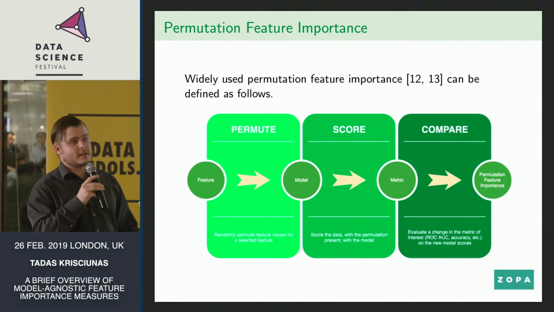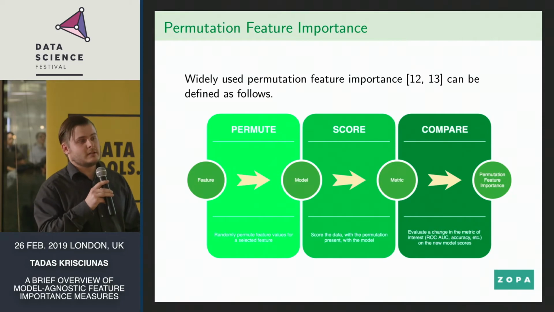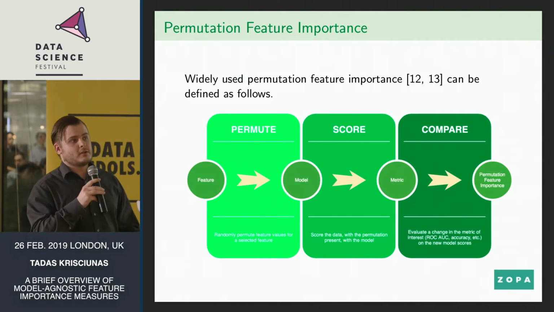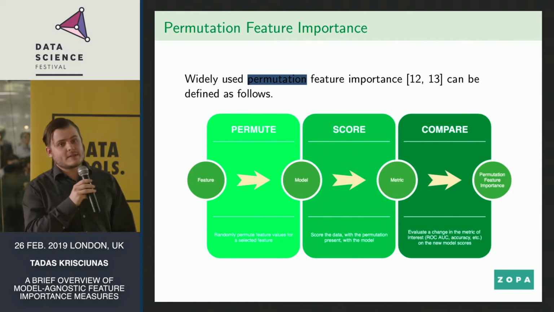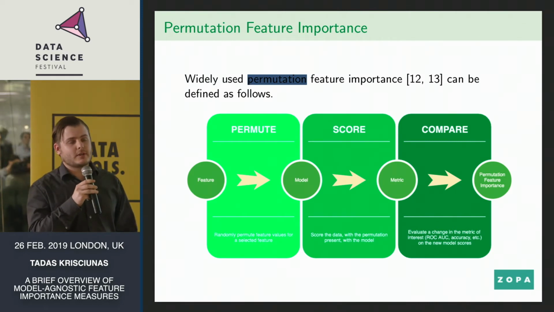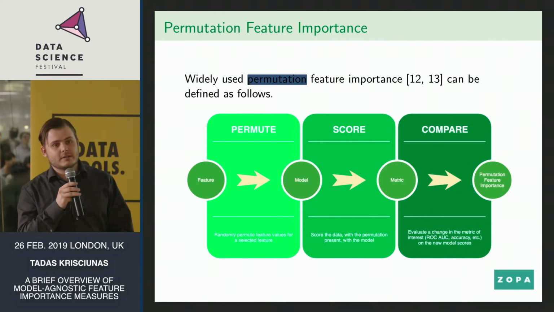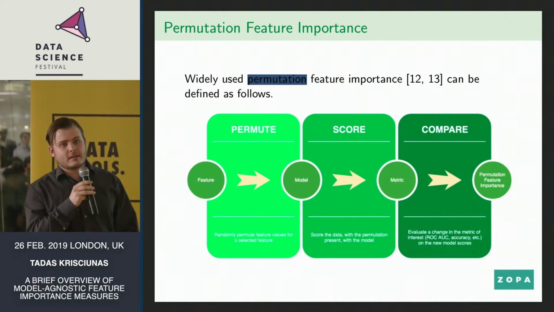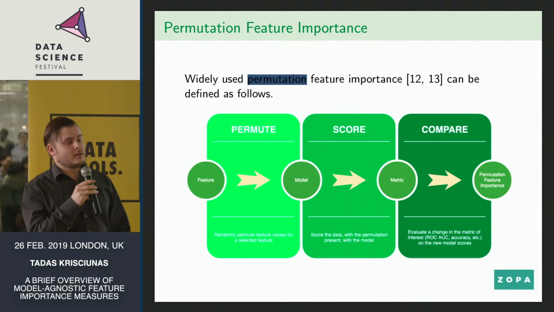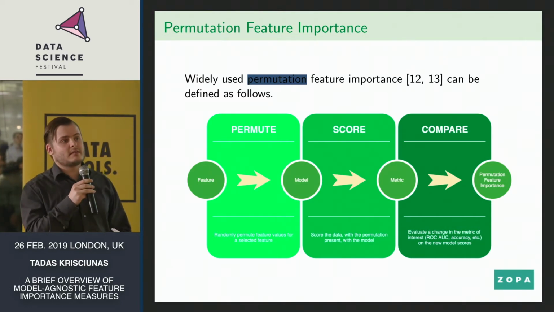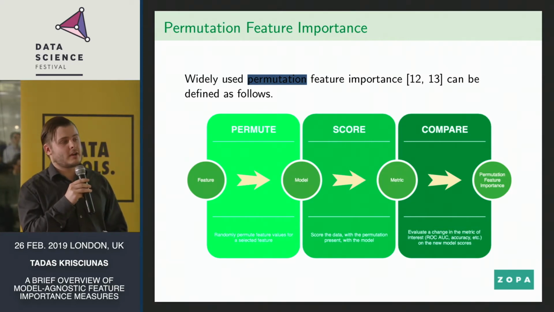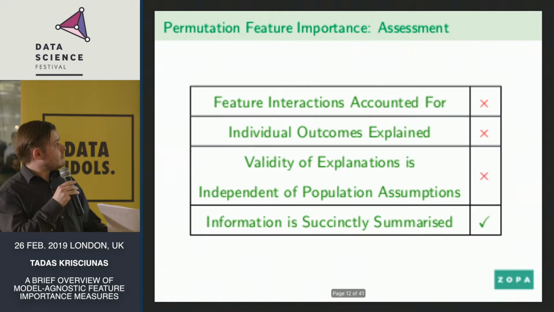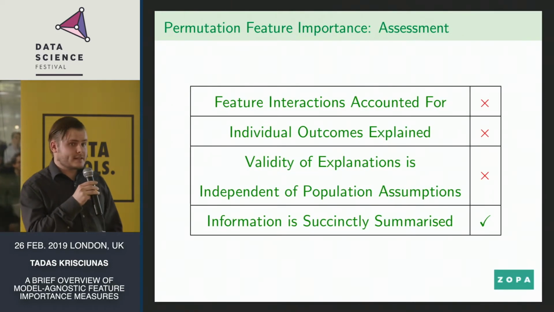So let's say we have a simple model. We just permute one of the features. We rescore our data set with the new model. We compute our metric. In the end, we just evaluate the metric of our interest, be it ROC-AUC, R squared, whatever we're interested in, and look at the delta. That's it. It is quite simple to understand, and it can also give useful insight into which features really drive the model's performance. But let's assess it in more detail, and let's see what it actually does.